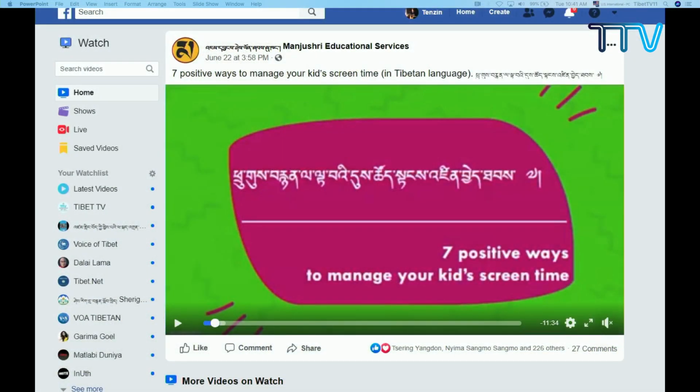We cannot keep students away from screen time, because there are so many things they can learn. But at the same time, we should be very careful and reasonable in providing some specific time. If you look at this, you will find 7 positive ways to manage your kids' screen time. It's in Tibetan, and I'm sure both parents and students have listened to this.